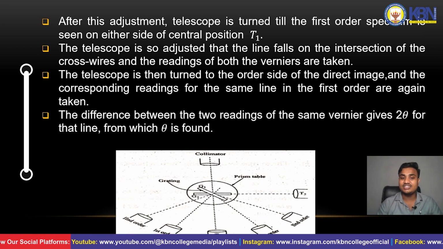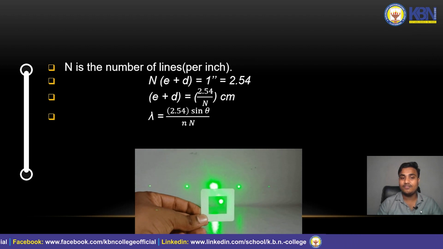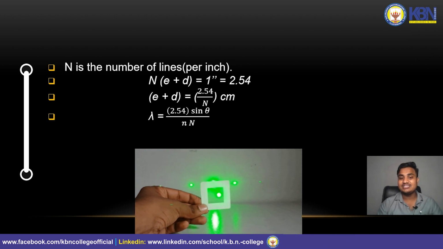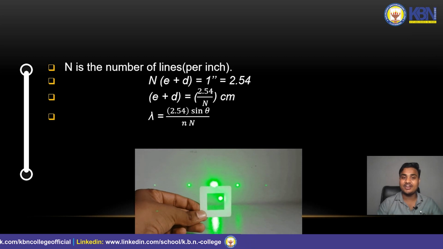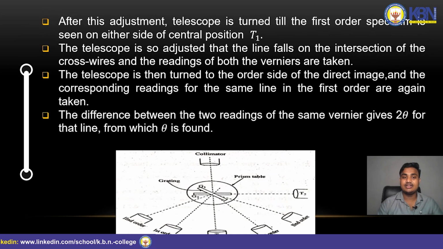of diffraction theta. This experiment will be repeated for the second order spectrum also. You can see here, on both sides of the telescope, left side and right side, we need to repeat the same experiment. We need to find the angle of diffraction theta. By substituting the values of theta in this formula, we can find out the wavelength of the incident light by using a plane diffraction grating. This is how the experiment is done.